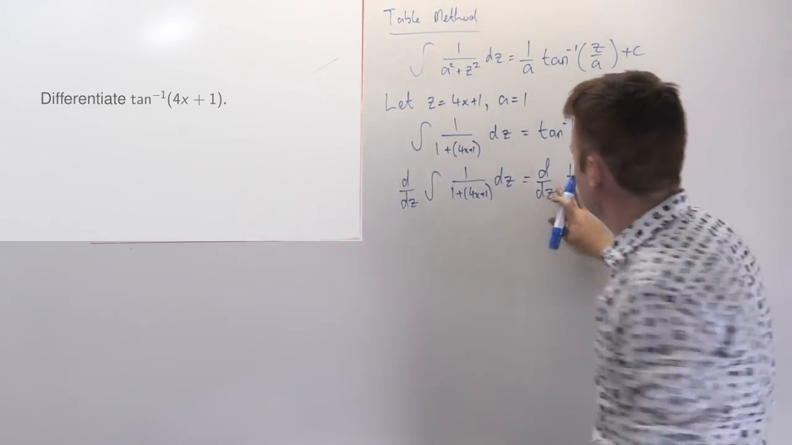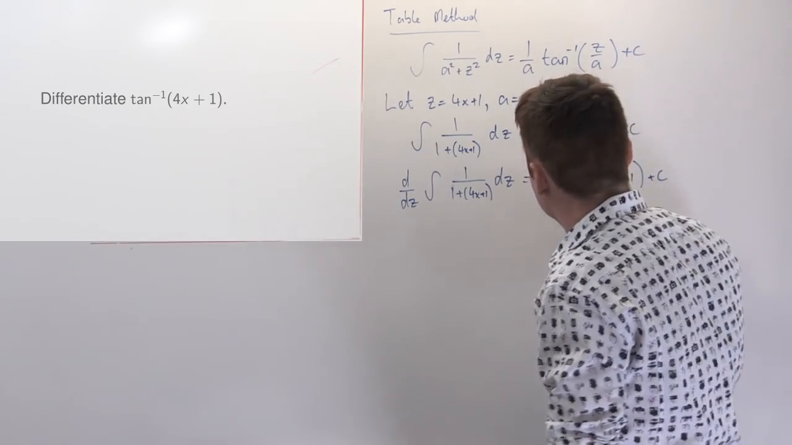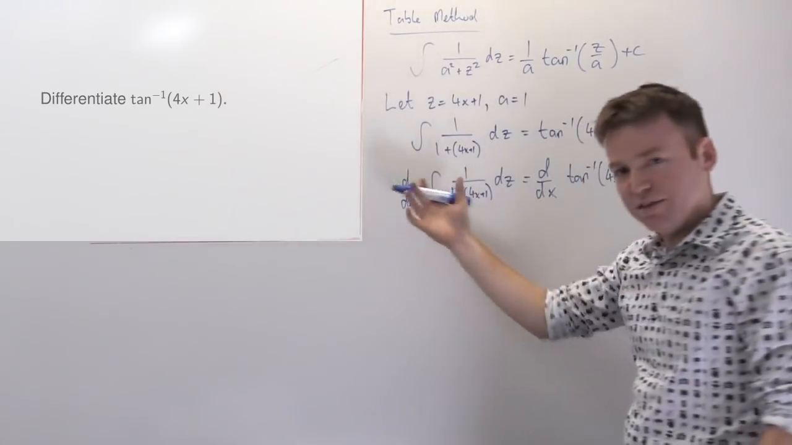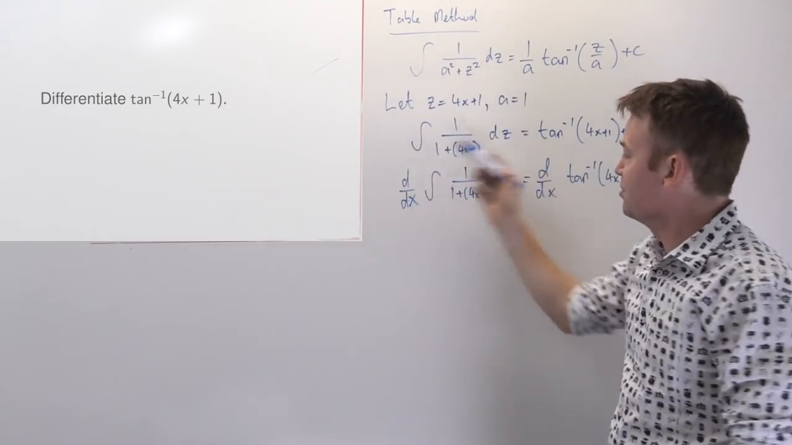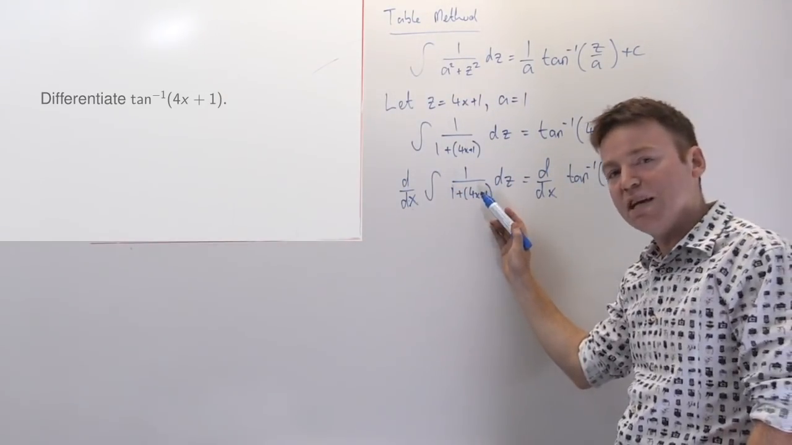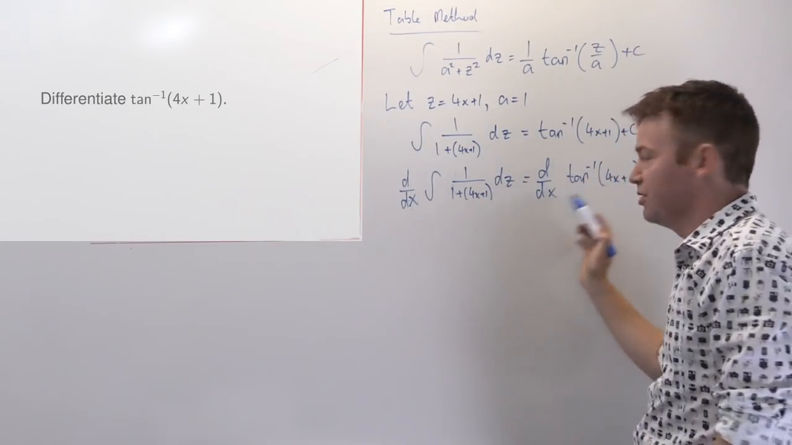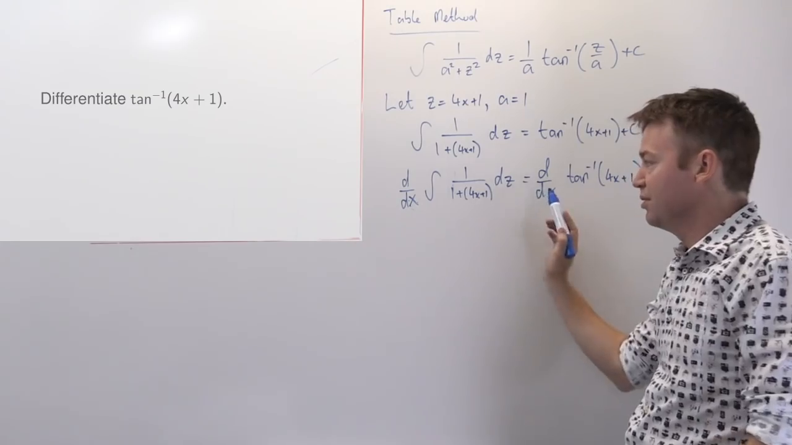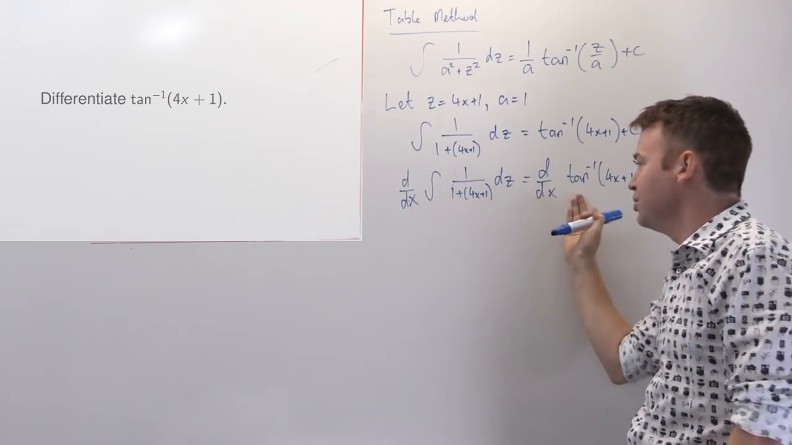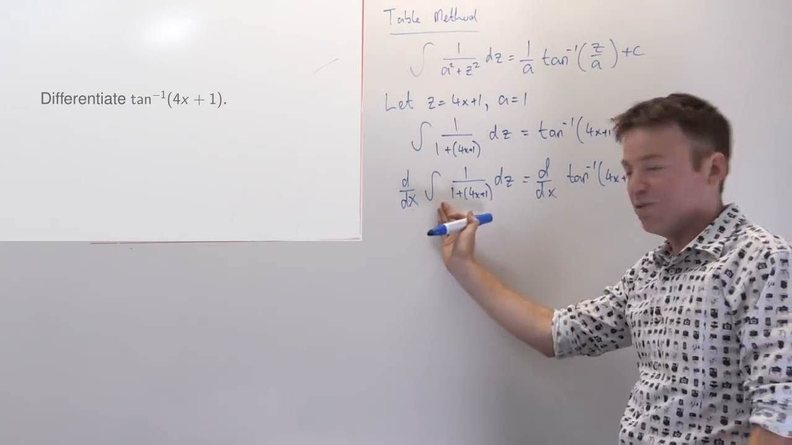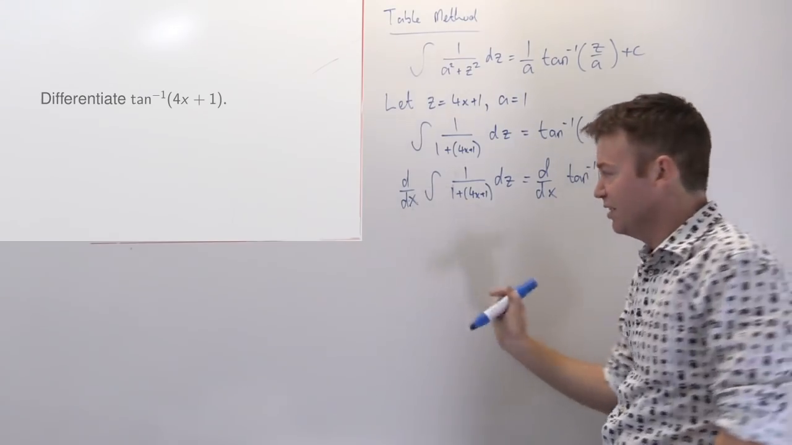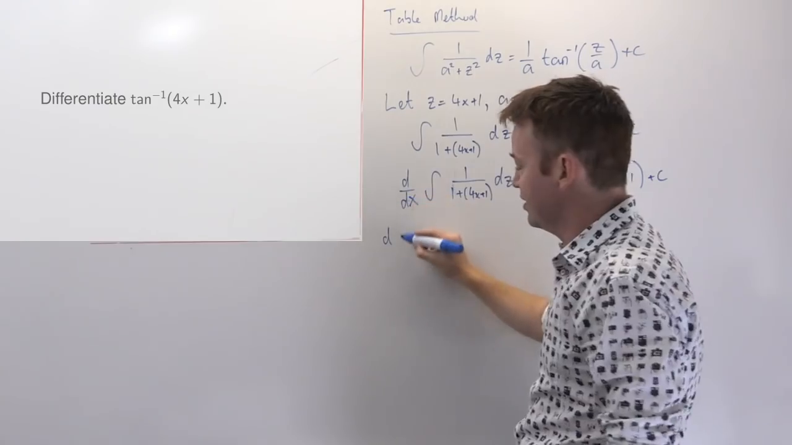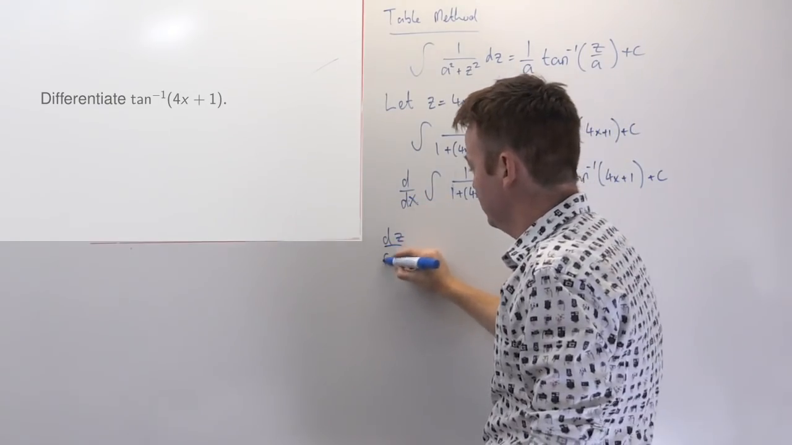No, wait, we want to differentiate this with respect to x, sorry. Well, there's something going on here, because the only sensible thing to do to this would be to differentiate with respect to z, but I want to differentiate it with respect to x. So I want to use a d dx here, but I also want to use a d dz over here. So I will, but I need to balance out the d dx with that.